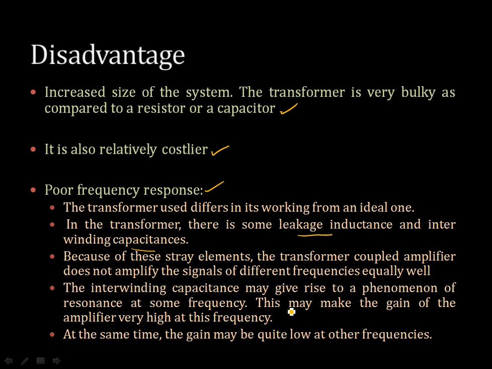The interwinding capacitance may give rise to the phenomenon of resonance, because there is the presence of both inductance and capacitance. So at some frequency this circuit may give rise to the phenomenon of resonance. At resonance condition, as you all know, the impedance will be minimum, and this may make the gain of the amplifier very high at the resonant frequency. At the same time, gain may be quite low at some other frequencies. So the frequency response is poor. You cannot get a range of frequency where the gain is constant, like you obtain for an RC coupled amplifier.